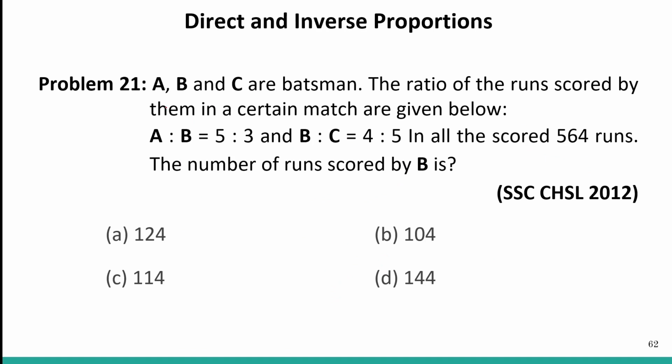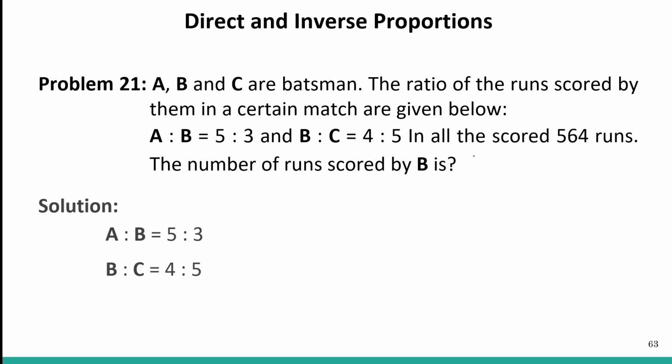Let's see problem number 21 right now. Okay, so A, B, C are batsmen. So the ratio of runs scored by them in certain matches are given below. So A is to B is equal to 5 is to 3. So B is to C is equal to 4 is to 5. All together scored 564 runs. The number of runs scored by B is.